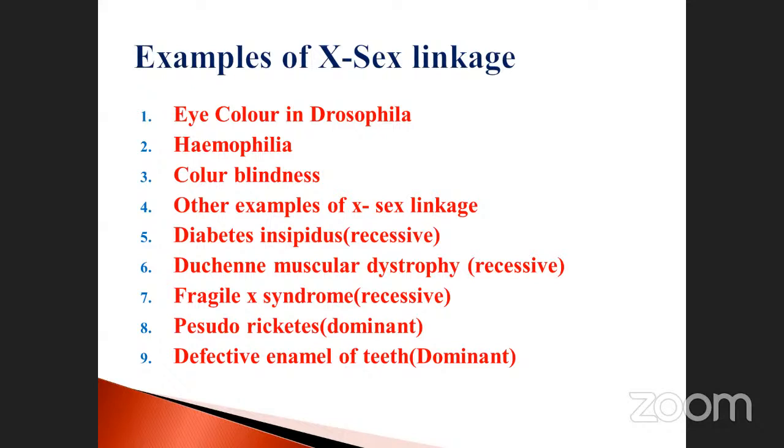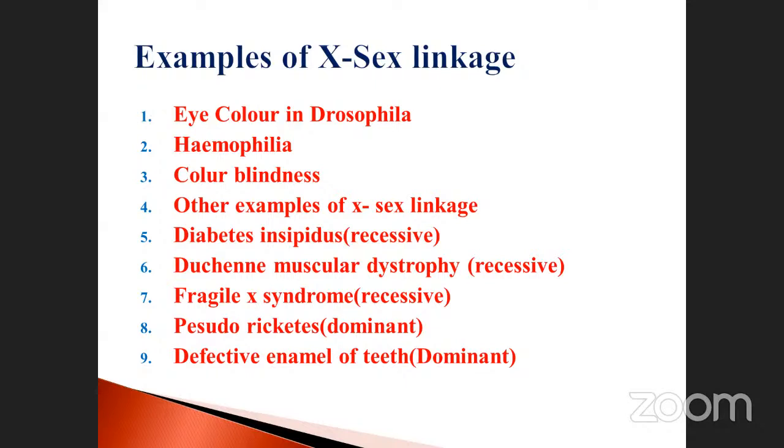So easily what happened, the bone will be easily broken. Okay, see here, this is the dominant gene present in the X chromosome. These are all recessive, but in this one it is a dominant one. Another one is defective enamel of teeth. It also comes under the heading of dominant genes present in the X chromosome. These are the examples. X-linkage genes are also present in it.